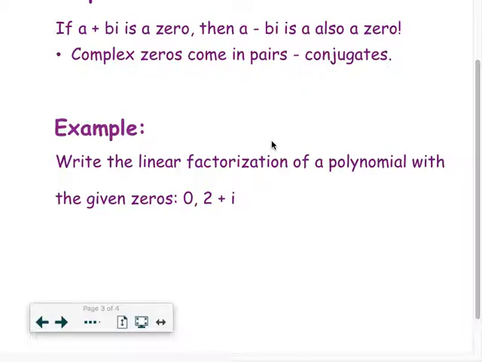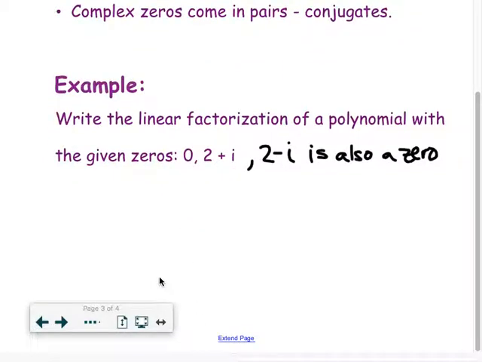So I only have to give you one of them, and then you know the other one also exists. If you don't include the other zero, then you won't get a polynomial with real coefficients. And we want real coefficients in our polynomial because we don't know how to graph things with imaginary coefficients. So 0 and 2 plus i, then 2 minus i is also a zero. So fill in the blanks there if it's missing a zero. Yes, Nick? Can you write that as 2 plus or minus i? You could. Sure, but I already have 2 plus i, so I just wrote 2 minus i.